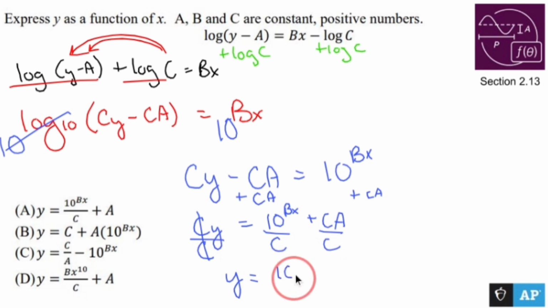I have 10 to the bx over c plus a, and that gives me y. Not that pleasant of a problem. Not fun at all. But it allowed me to do all these fun log rules, and I did it.